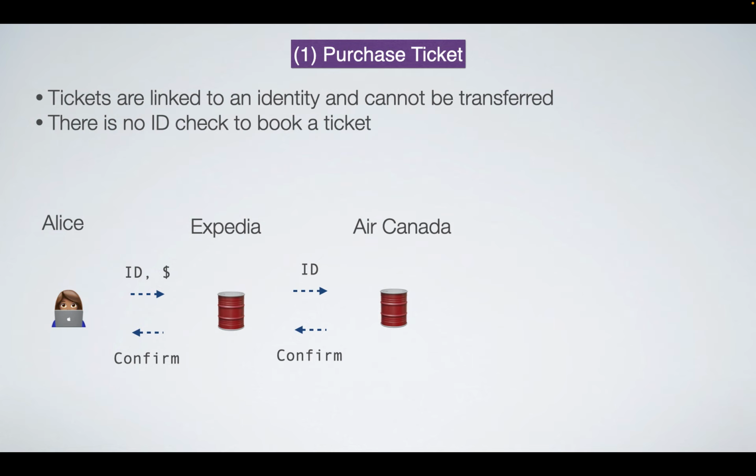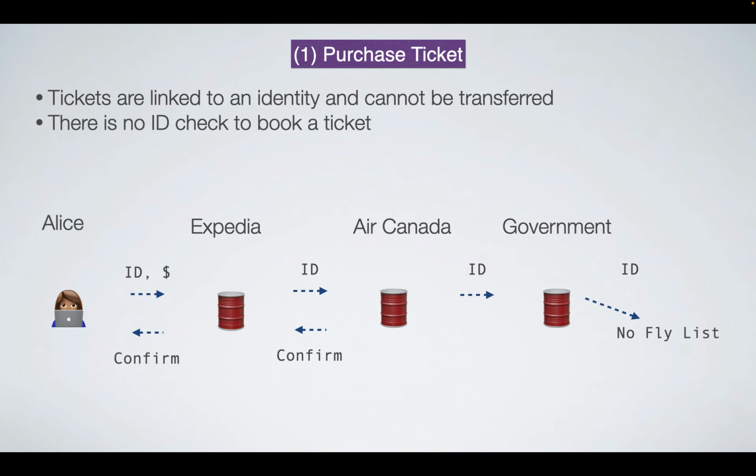But no one's going to look at your passport and compare the face on the passport to your face when you book a ticket. Agreed? Because you can book it online, that's obvious. So a typical interaction might be that you tell them your name that you want to book the ticket under, you send your money to Expedia, which will turn around and forward it to Air Canada, and then you'll get a confirmation that comes back.